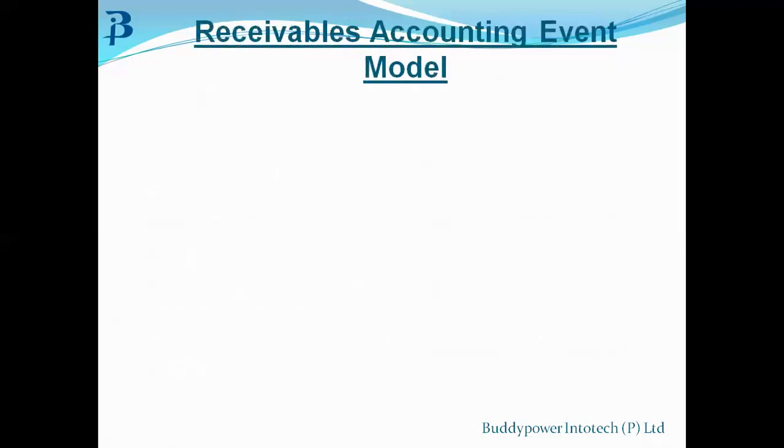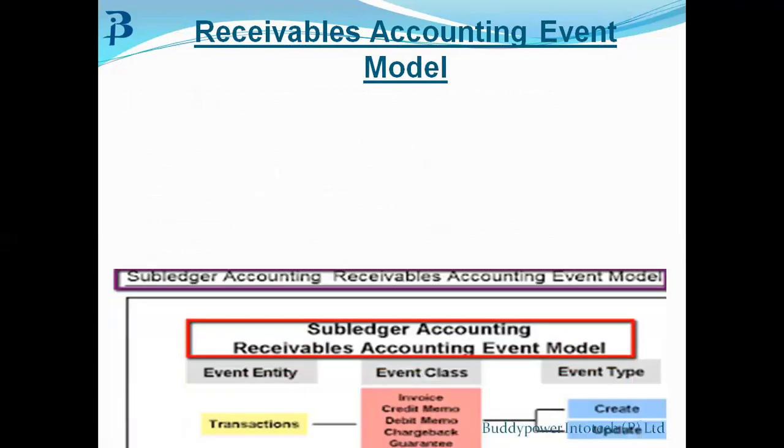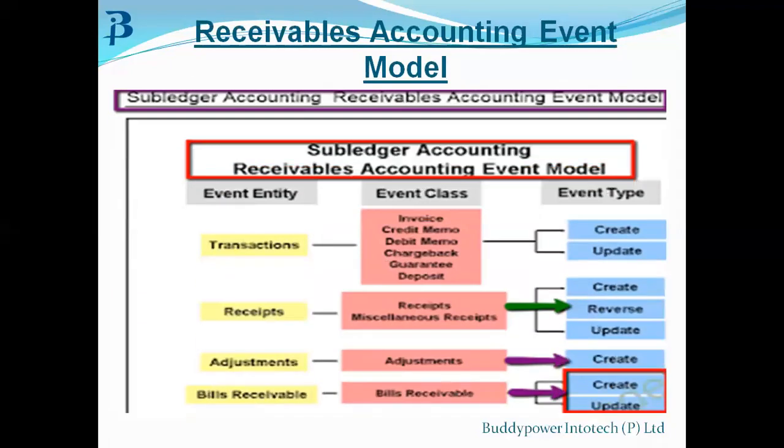So then next we'll move into the receivables accounting event model. Here, see, an accounting event is a business event in Oracle Receivables that has accounting impact. For example, creating or applying a receipt is an accounting event. Not all business events have accounting impact. Say, signing of a contract is a business event, but it does not affect the financial statements, meaning it does not have an accounting impact.